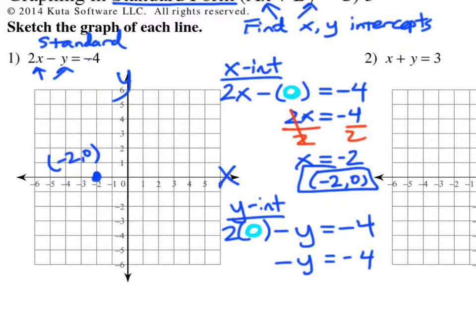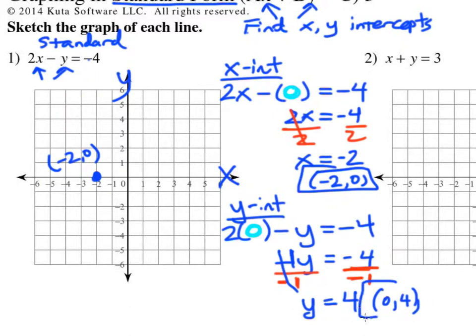So really what do you have here? You really have a negative 1y if you want to think about it. We want to turn this into a positive 1, so let's divide by a negative 1. That's going to turn everything positive again, because a negative divided by a negative makes a positive. So we get y equals 4. Remember, this is a point, so we rewrite this as the point 0, comma 4. 0, comma 4 is our y-intercept.